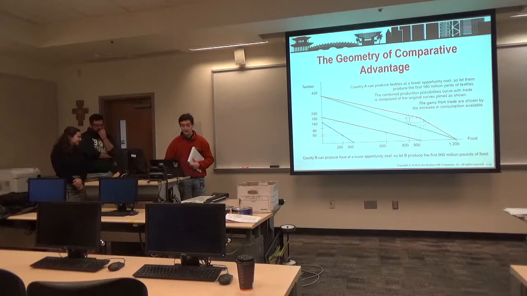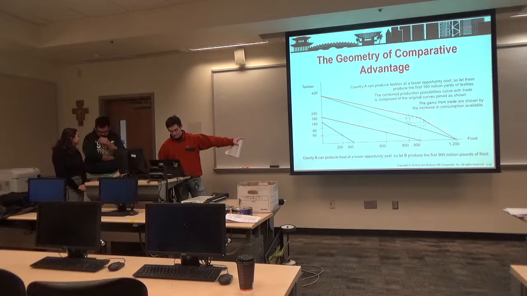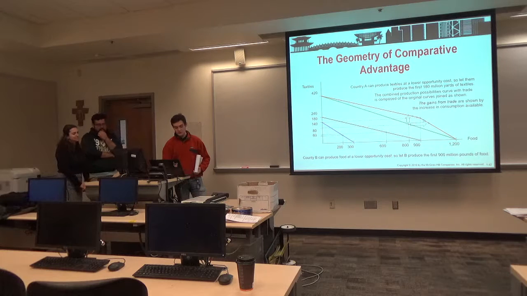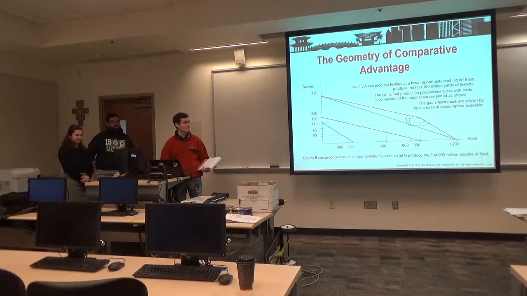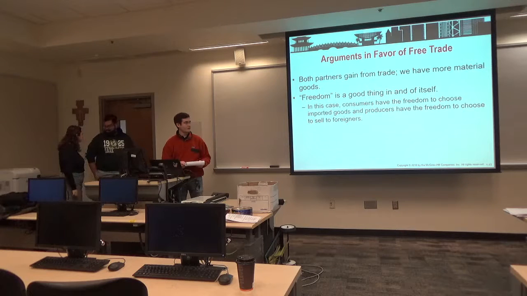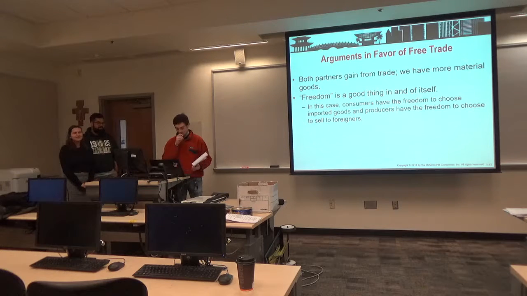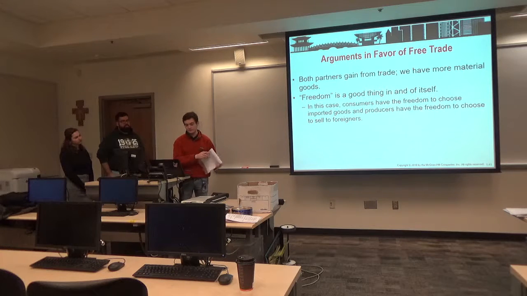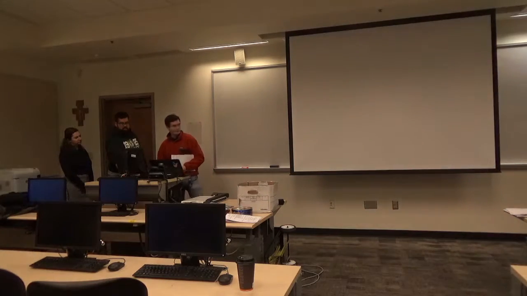The combined production possibilities curve with trade is composed of the original curves joined as shown. You can see that on the red line. The gains from trade are shown by the increase in consumption available. Country B can produce food at a lower opportunity cost, so let B produce the first 900 million pounds of food. So this is kind of just the gist of trade. Both partners gain from that trade, and we have more material goods on both sides. Freedom is a good thing in and of itself, because consumers have the freedom to choose imported goods, and producers have the freedom to sell to foreigners based on their competitive advantage.